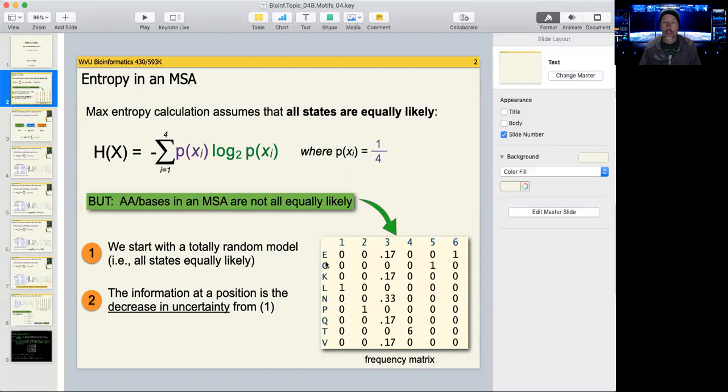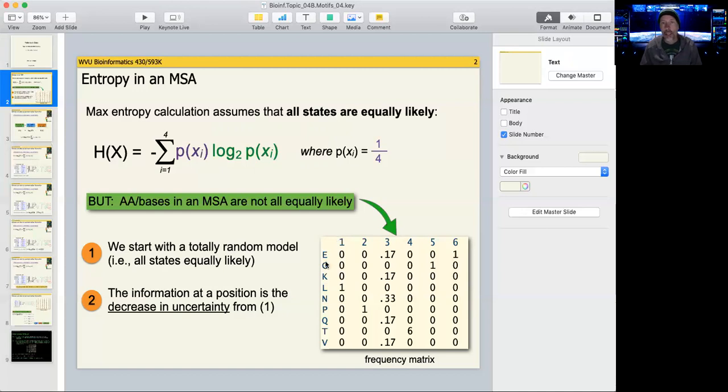So here are the different states. These are amino acid residues. Here are the positions in our alignment. And these are the frequencies that those amino acid residues occur in this position. So position 1, you can see leucine is there 100% of the time, so it has a probability or a frequency of 1, whereas all the other states are 0.